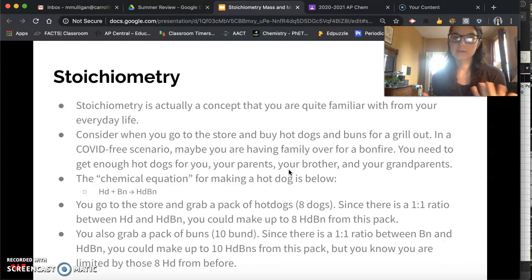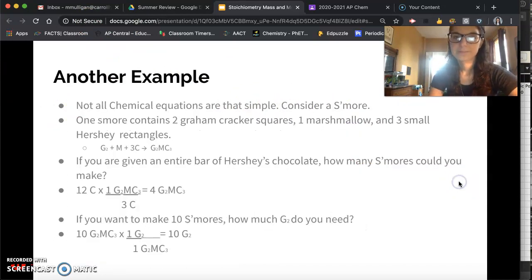But predicting the amount of product we can make, given the reactants that we get in the store, is exactly stoichiometry. You can consider the same thing when you're baking cookies or something. Maybe you want to double a recipe. When you double a recipe, you're basically using stoichiometry to double your yield. Another example would be making s'mores, and not everything here is a 1-to-1 ratio, so it's a little bit more complex.